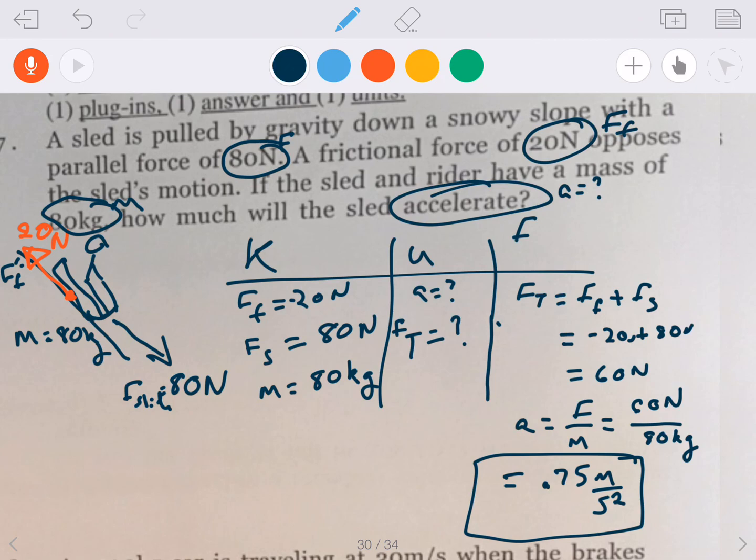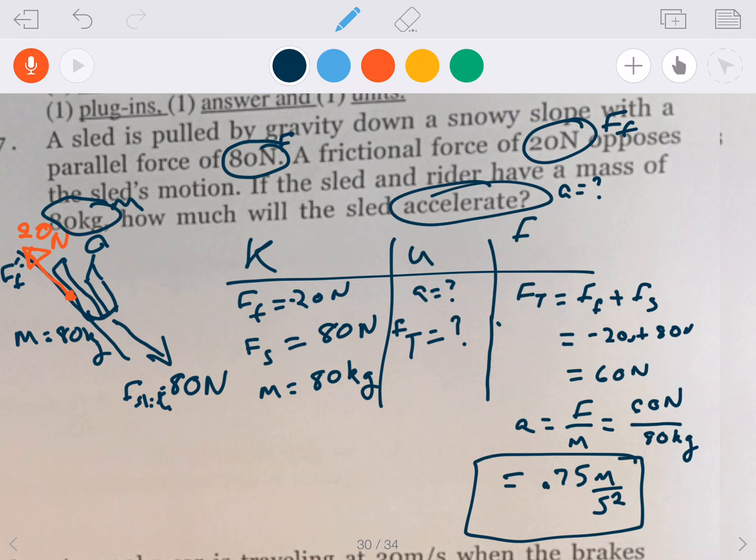So now let's work a couple of practice problems. Following our steps, we have a sled which is pulled by gravity down a snowy slope with a parallel force of 80 newtons. I circle it, put an F. A frictional force of 20 newtons, circle it, force of friction, opposes the sled's motion. If the sled and rider have a mass of 80 kilograms, circle it, M, how much will the sled accelerate? A equals question mark.